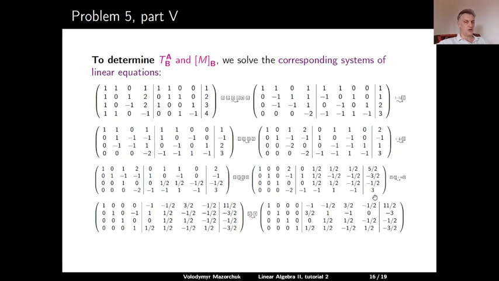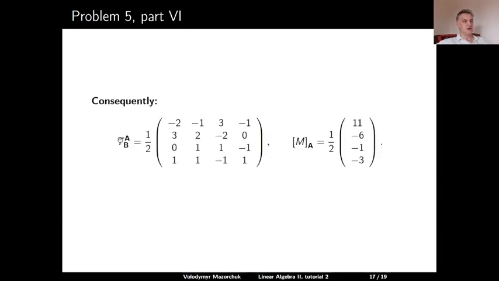And now we can read off the answer from this matrix. So this 4 times 4 block is the transformation matrix from B to A, and the last column are the coordinates of M in the basis B. So the transformation matrix from B to A is equal to 1 half of the matrix minus 2, 3, 0, 1, minus 1, 2, 1, 1, 3, minus 2, 1, minus 1, minus 1, 0, minus 1, 1. We read them by columns. And the coordinates of M in the basis B is equal to 1 half of 11, minus 6, minus 1, minus 3.